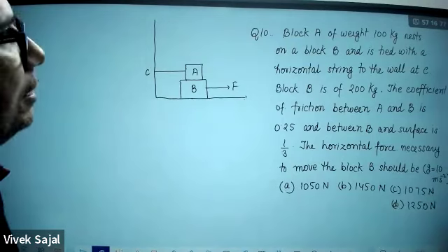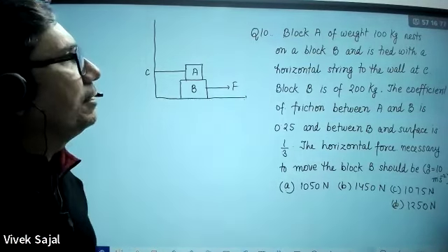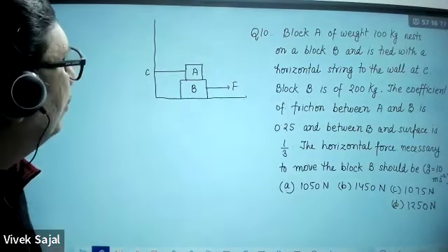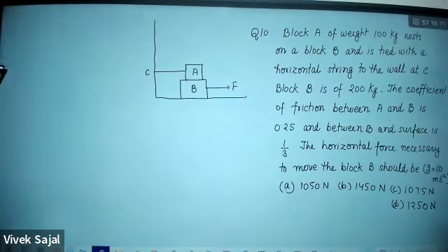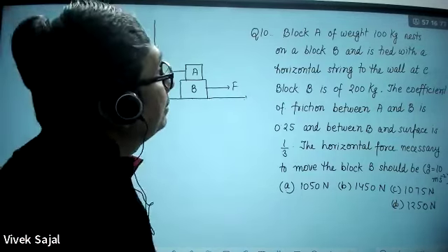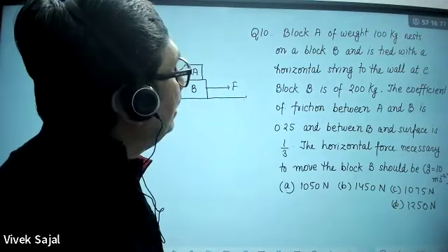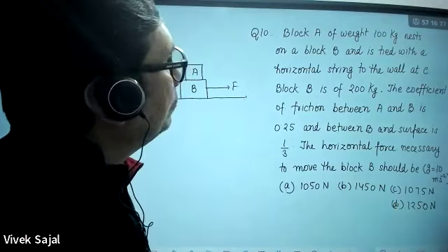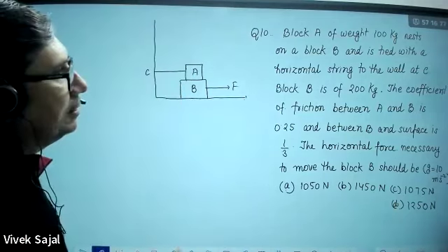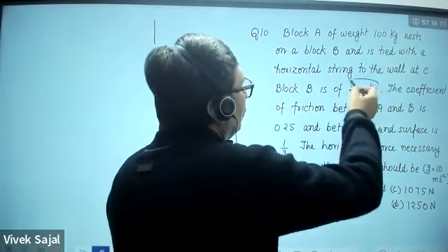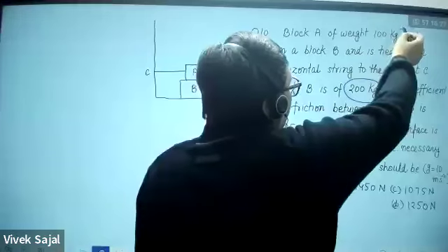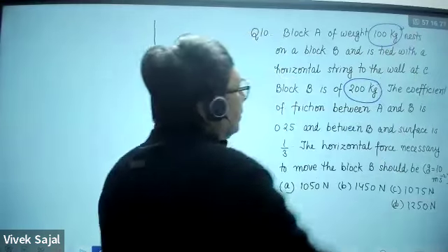Now, this one is there. A block A of weight 100 kilogram. So the mass of block A is 100 kilogram. कितना है बेटा? 100 kilogram. Next, rest on a block B and is tied with a horizontal string to the wall at C. ठीक है ना? At C. Block B is of 200 kilogram. Lower block is of 200 kilogram. Upper block is of 100 kilogram.